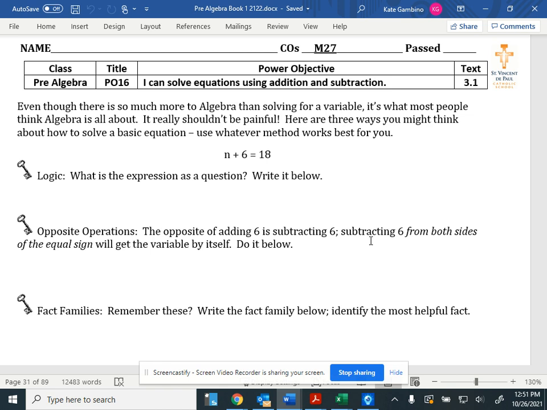The first way is using logic. What is the expression as a question? So if we have n plus 6 equals 18, we could write it as a question. What number plus 6 equals 18? So what number plus 6 equals 18? There are different ways we can do this. So that's one way, putting it as a question.